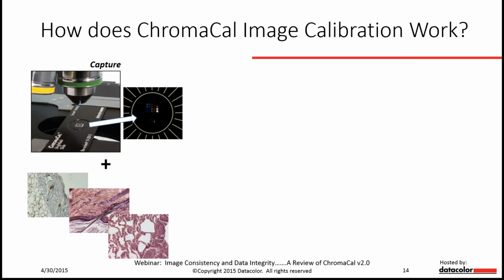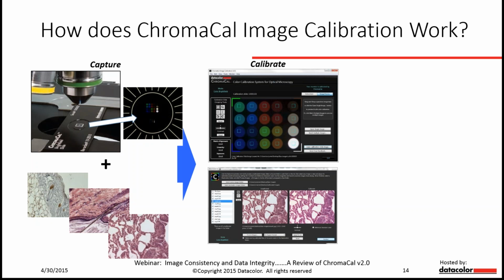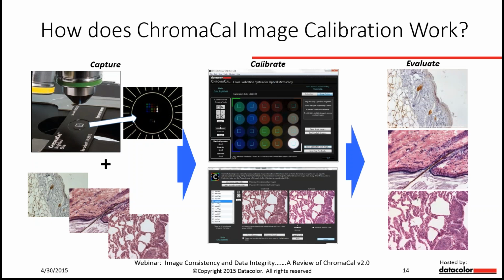ChromaCal uses a proprietary color calibration slide and your existing microscope to capture a fingerprint of your imaging session, then capture the rest of your specimen images during that session. Bring the fingerprint, or the ChromaCal slide image, into the software and calibrate your specimen images. The result is consistent, high quality, high integrity images for evaluation and analysis.